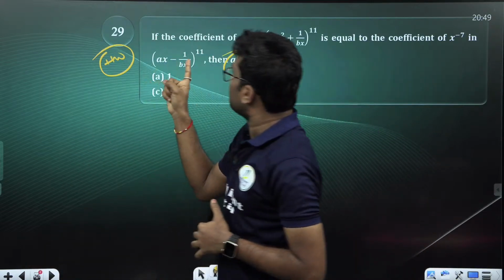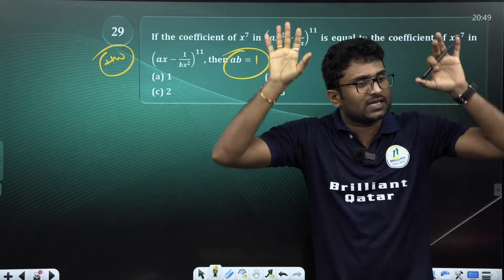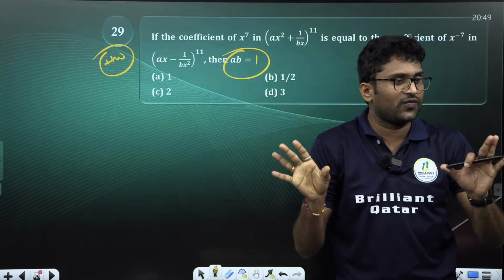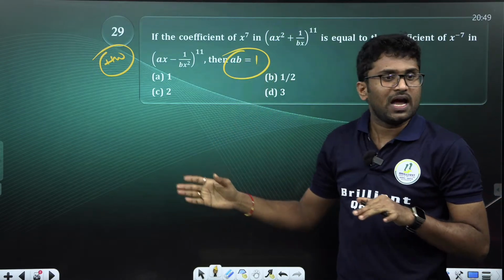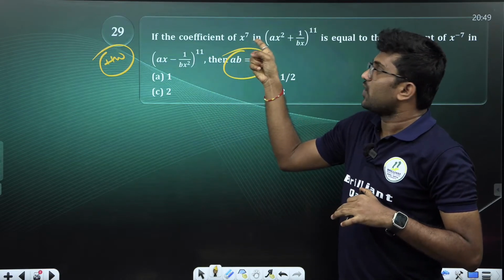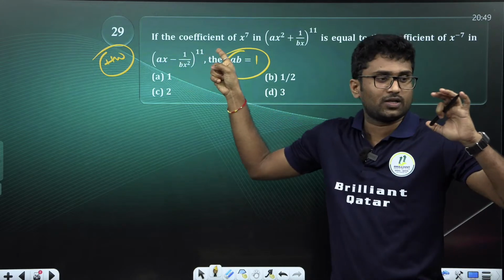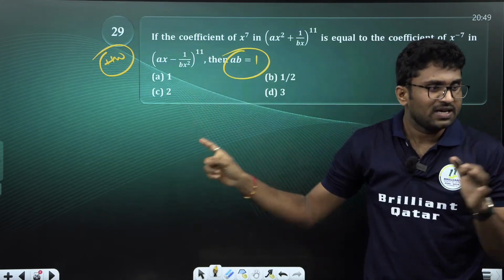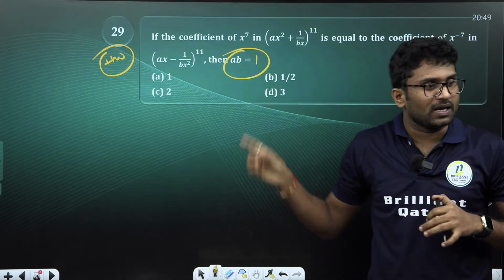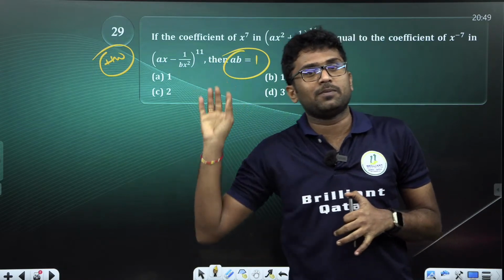I have given one particular question for homework. Please kindly do this problem on your own. It is coefficient based again. Write the general term, get the value of r to get the coefficient of x power 7 in this. Then get the coefficient of x power minus 7 in this. Equate them, you will get the value of ab. The value of ab you are supposed to get is 1. So friends, with this we are done with the complete binomial theorem.